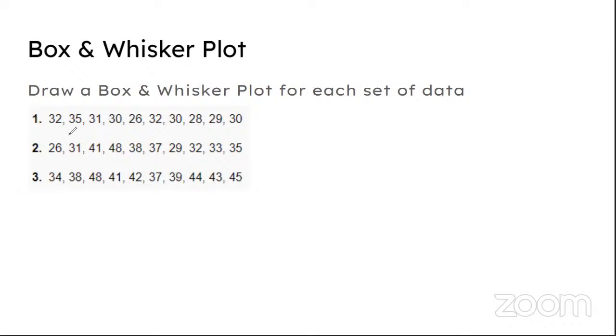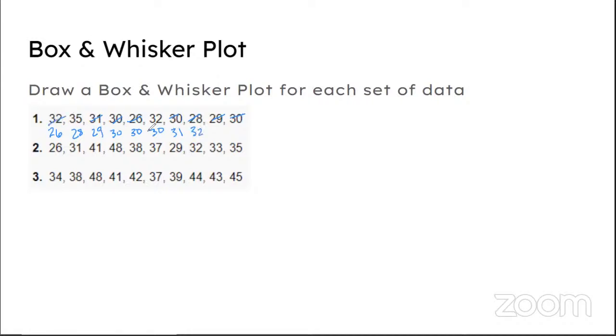All right, welcome back. I'm glad you got that done. Now, let's look at this. What's our lowest number? We have to put these in order from least to greatest. I see 26 as my lowest number, 26, 28, and then 29, 30, 31, 32, another 32, and then 35.